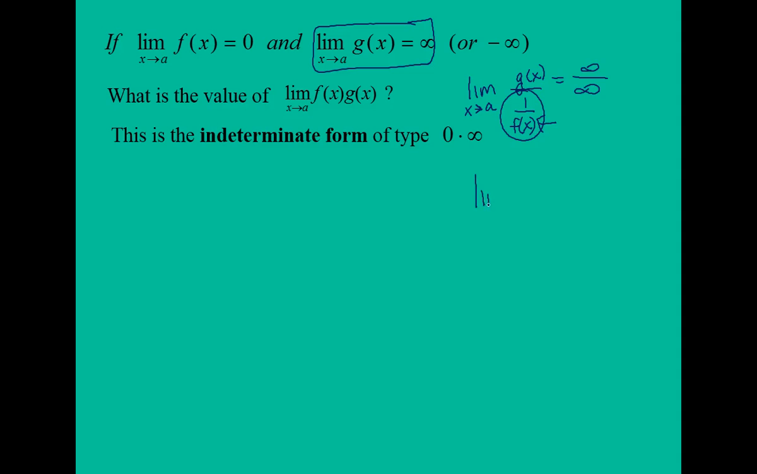Because if I took the limit of f of x divided by 1 over g of x, here we can see that the numerator, well, it says the limit of f of x as x approaches a equals 0. So that would be 0. And if the limit of g of x as x approaches a is going off to infinity, well, this whole thing would be getting smaller and smaller and smaller. It would be going to 0.